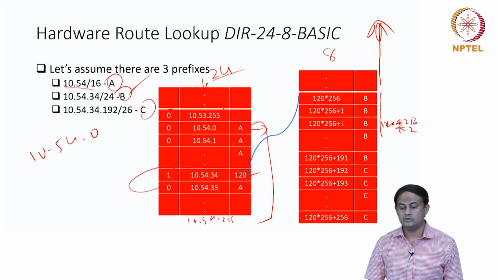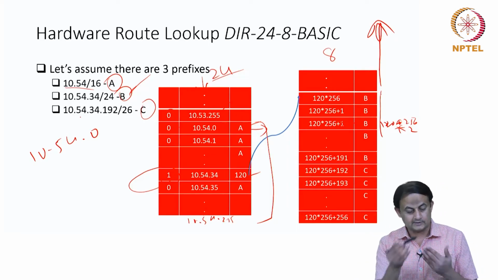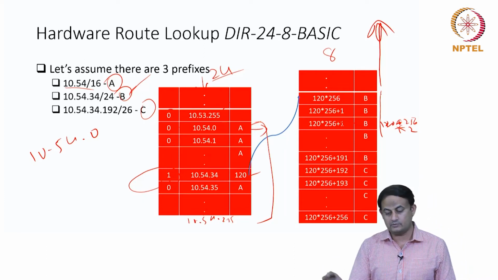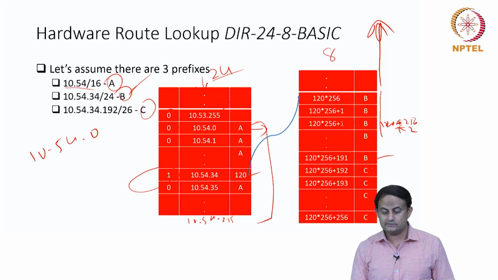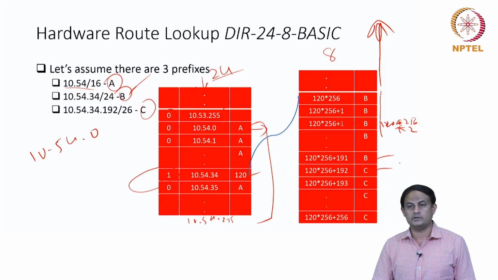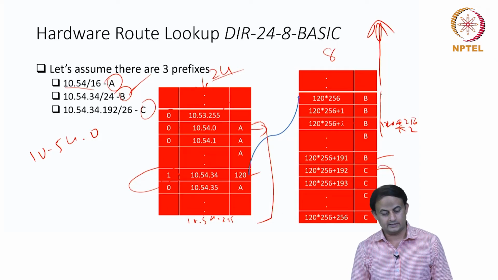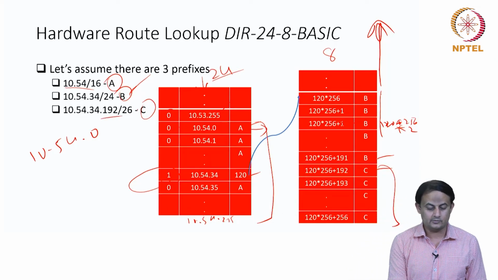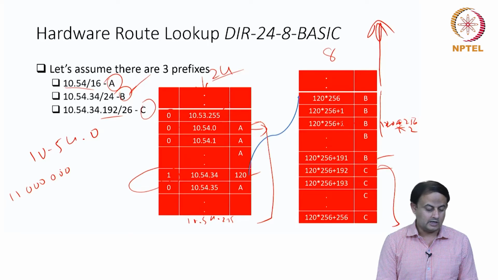So up to how long do you need to do that? The third series is a subset of this series, 10.54.34.192. Up to 191, you forward it to port number B. The moment you see the 192 entry, you need to forward it to port number C. So how long? Till all the remaining entries. If you convert 192 into binary, it will be something like this: 11 000 000. Starting with 192/26.